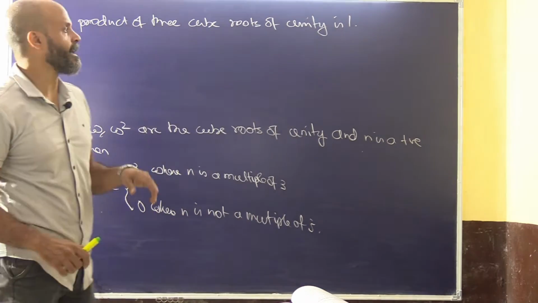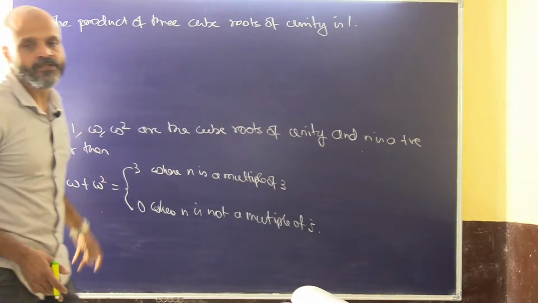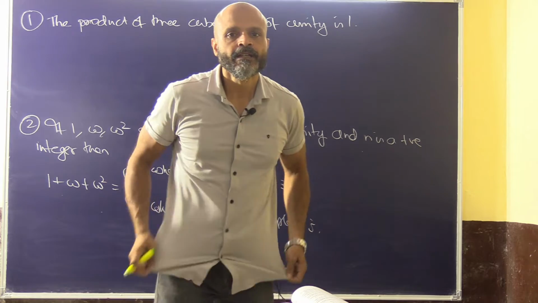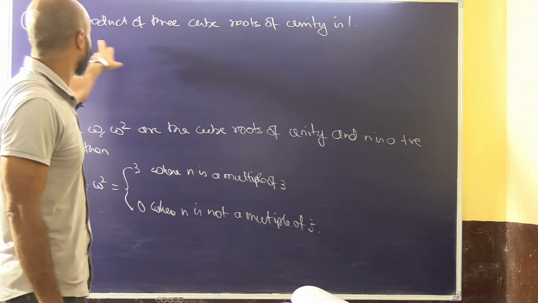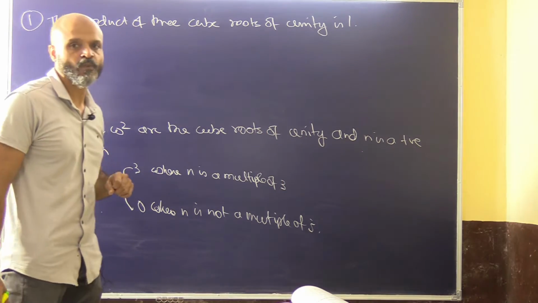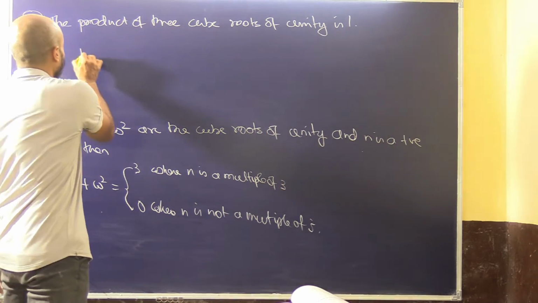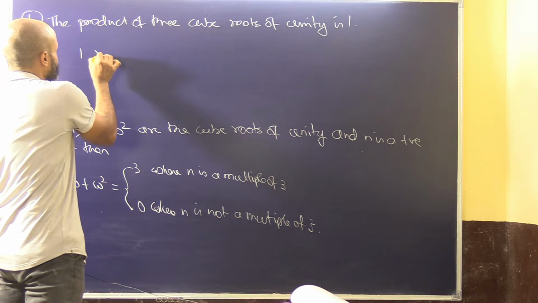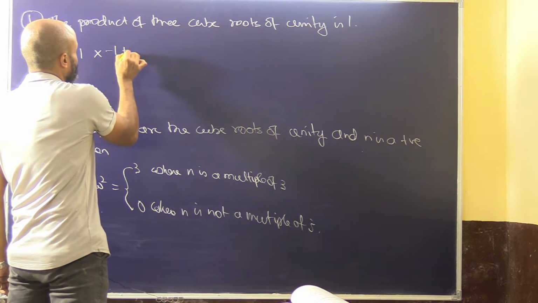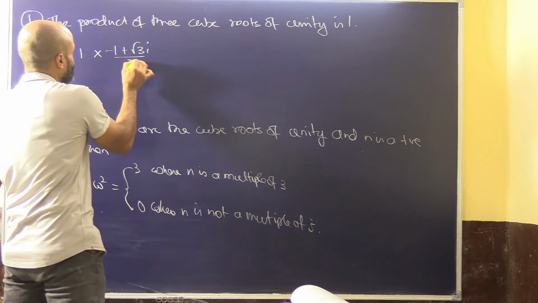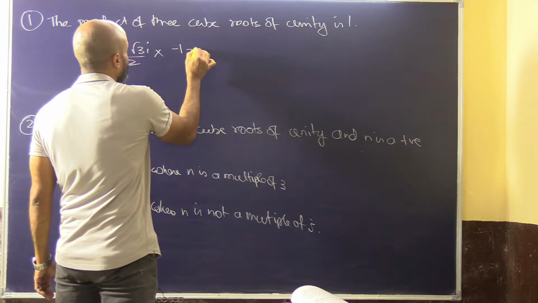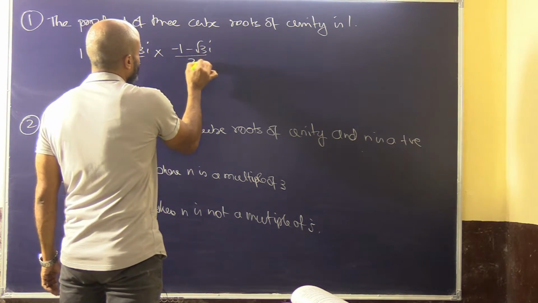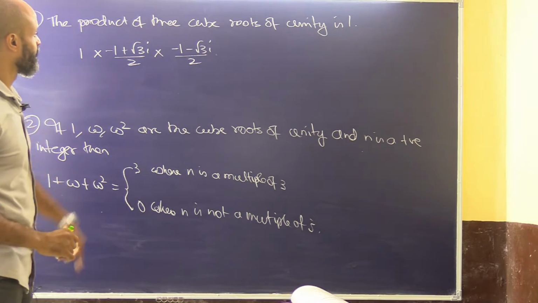Okay, so we have here more properties of cube roots of unity. What are the more properties of cube roots of unity? The product of the 3 cube roots of unity is 1. If I look into it, 1, and the other ones are minus 1 plus under root 3i by 2 into minus 1 minus under root 3i by 2. So these are the 3 ones.